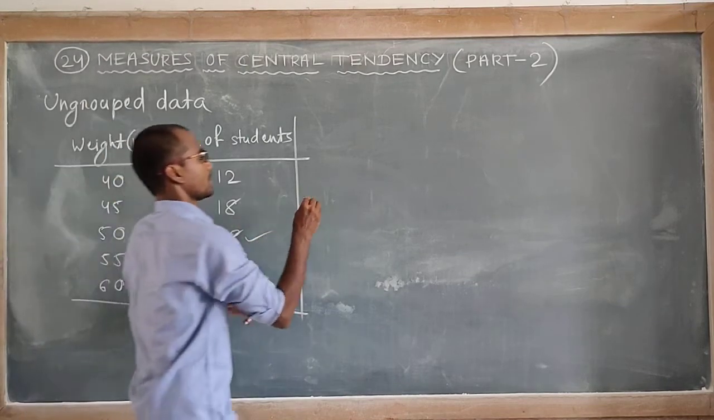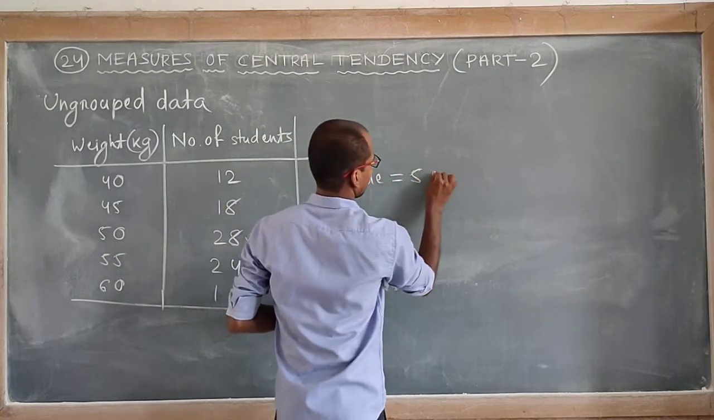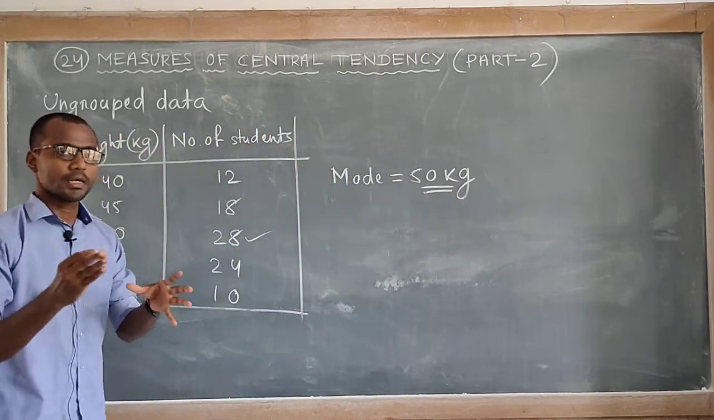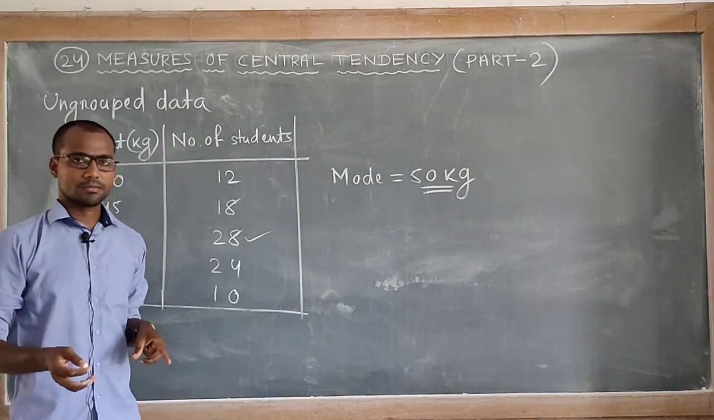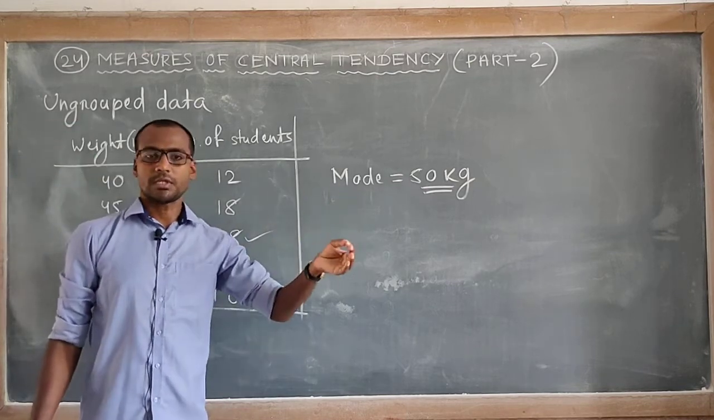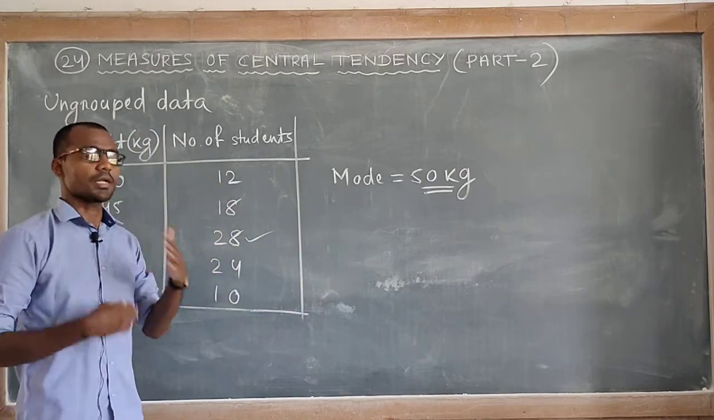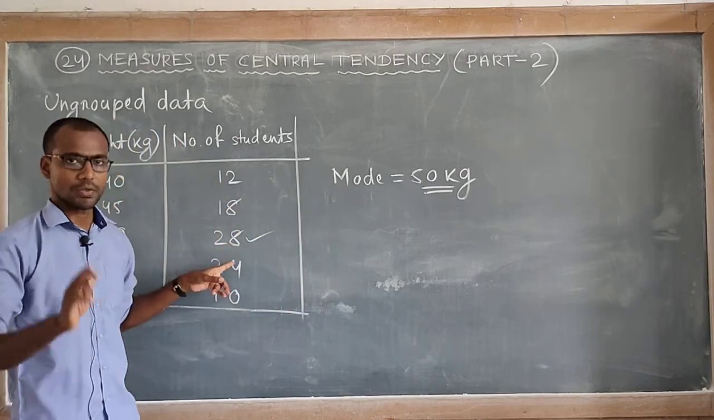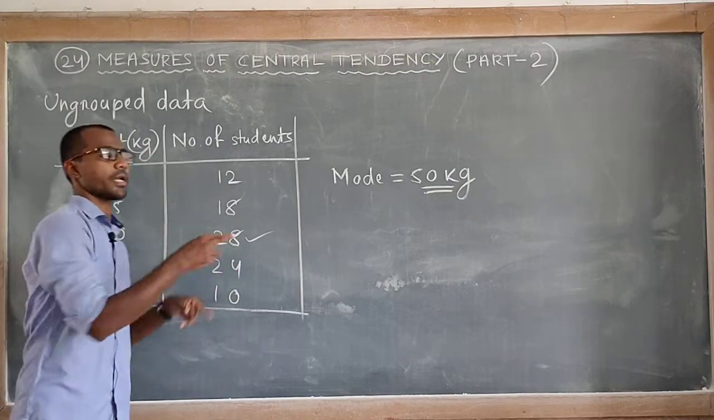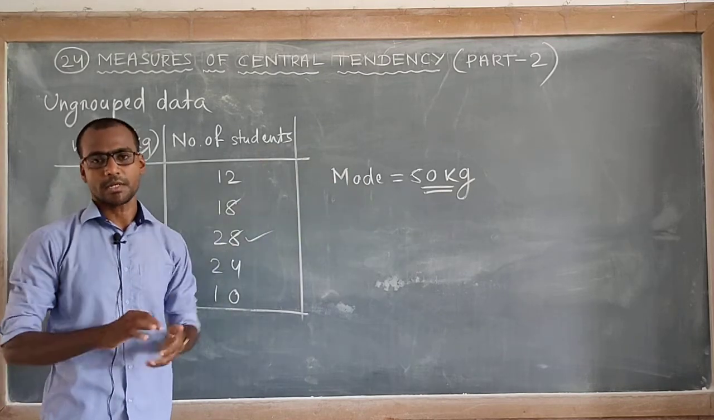So here mode is 50 kg. Children write this 28 by mistake. The definition of mode is the datum having the highest frequency, not the highest frequency. So children, in a hurry, write 28. 28 is not the mode. The datum having the frequency 28 is the mode. So here 50 kg is the mode. So mode is equal to 50 kg for this data.